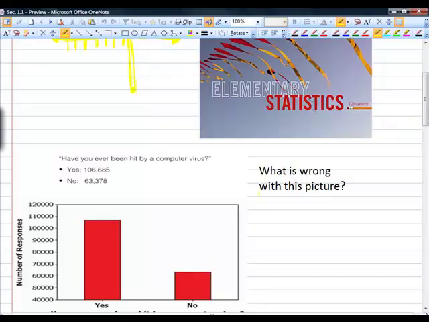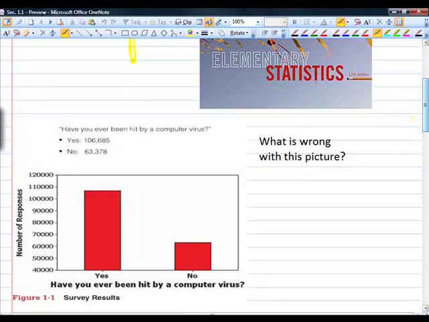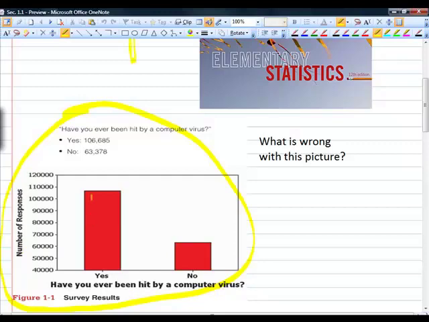In 1.1, they have a graphic that looks like what I have copied right here. It's figure 1.1 in your book. And then I'm asked, what is wrong with this picture, with this graphic? Reading this chart, it says, have you ever been hit by a computer virus? This is the number of responses for yes, and they're measured in tens of thousands, and the number of responses that indicate no over here. And it looks like, looking at this picture, that maybe we have 3 times as many yeses as we have no's, just looking at the sizes here.